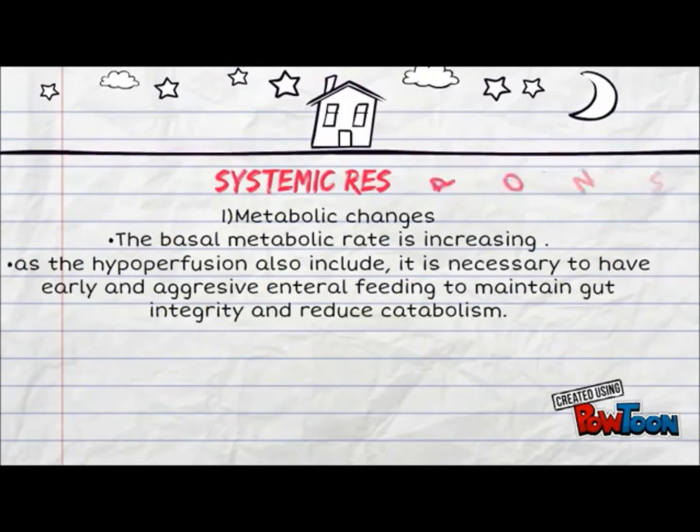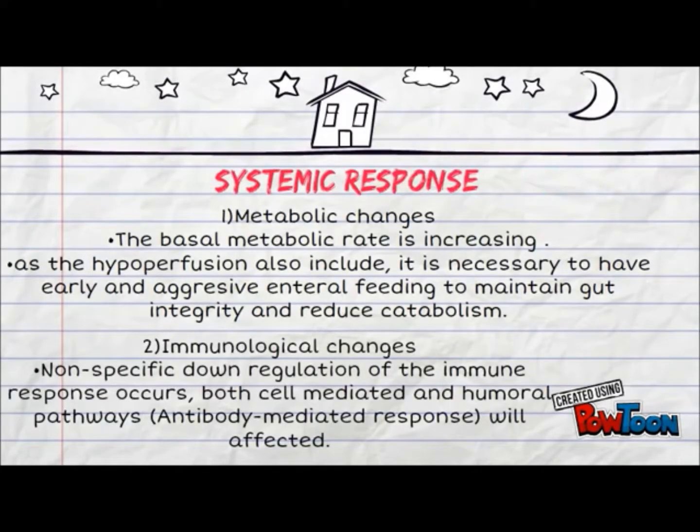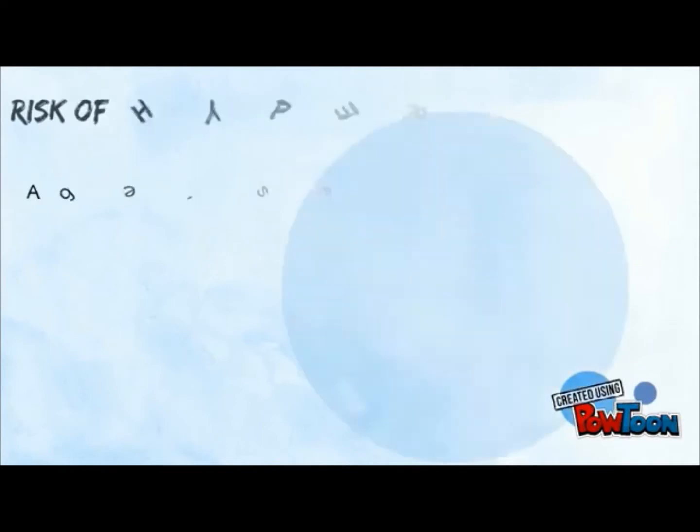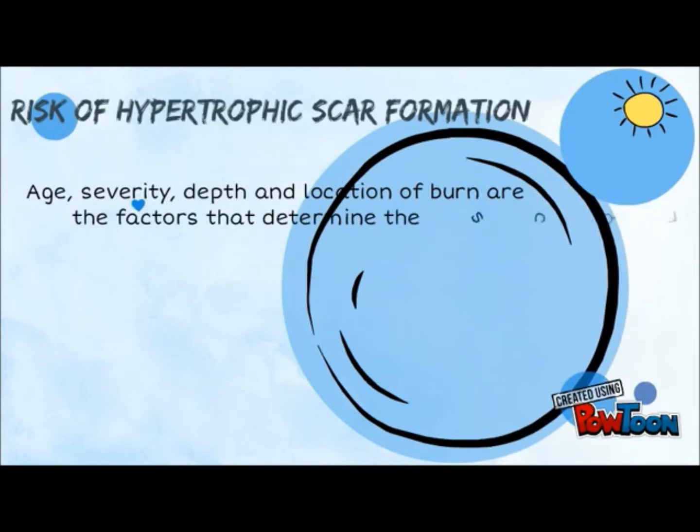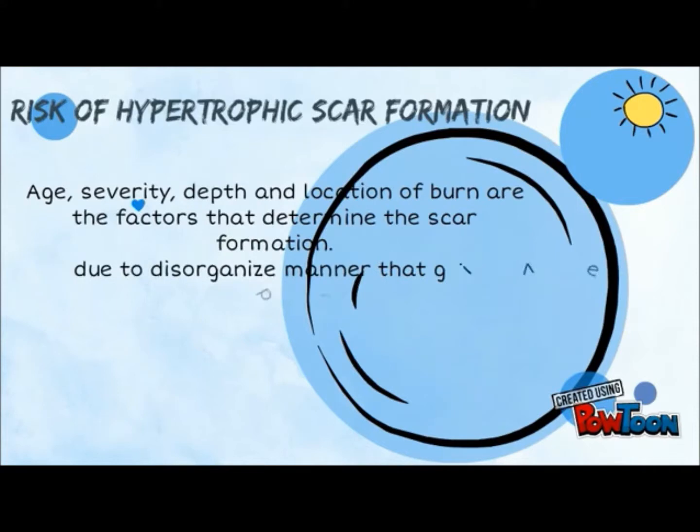Next is the systemic response, which includes metabolic and immunological changes. Under the metabolic changes, the basal metabolic rate is increased. In immunological changes, non-specific downregulation of immune response occurs. Lastly, risk of hypertrophic scar formation. Age, severity, type, and location of the burn are the factors that determine the scar formation. This is due to the disorganized manner that gives different textures and appearance.